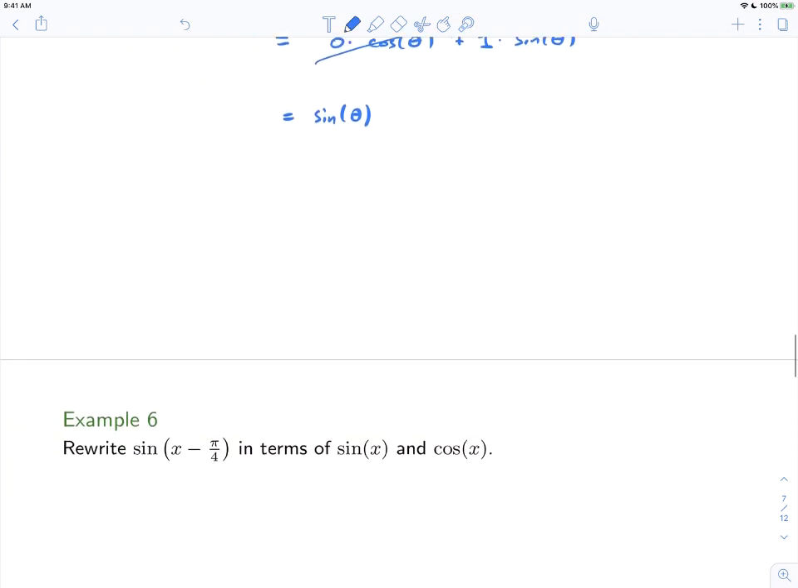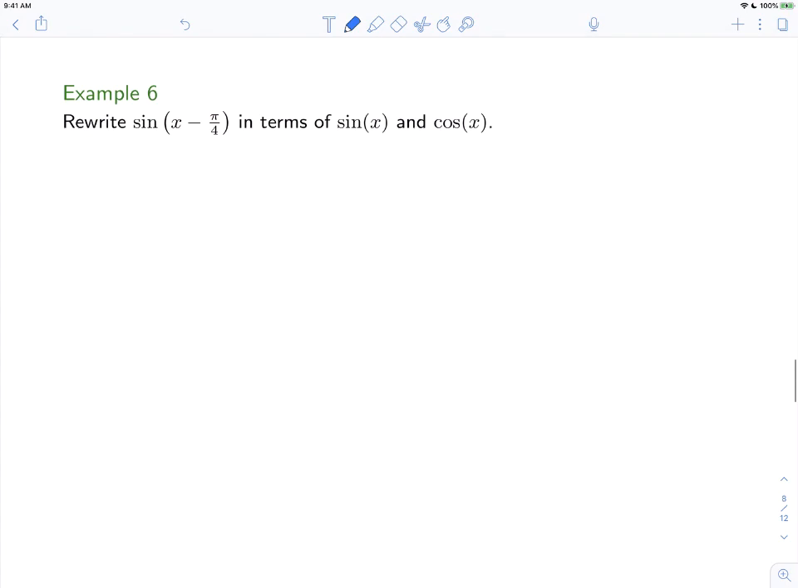Our next example asks us to rewrite sine of x minus pi over 4 in terms of sine of x and cosine of x. So here we just want to use the difference formula for sine. So let's go ahead and do that. So sine of x minus pi over 4 is equal to, so this is a sine identity, so we'll start with sine times cosine. So it's sine of the first angle times cosine of the second angle.